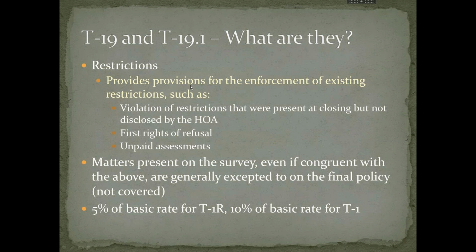Now, the T19 and T19.1 are much like the area and boundaries coverage. They depend, as far as the cost is concerned, on which type of policy you're issuing, right? So if you're issuing a residential policy or a T1R, the cost is 5% of the basic rate or the total premium. If it's a non-residential policy, again, it's 10% of the basic rate for the T1.